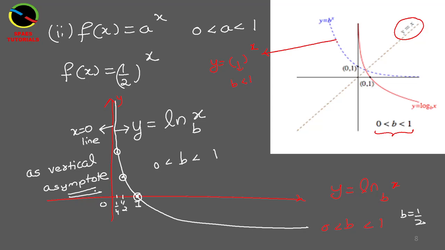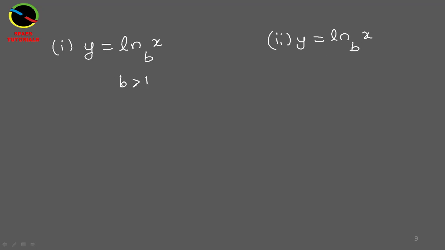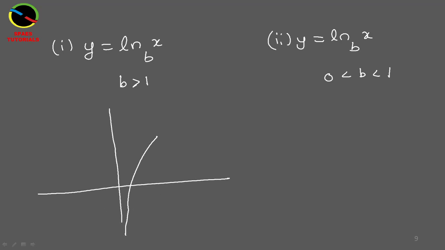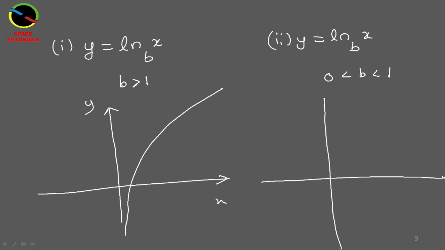So finally, just to combine the whole knowledge, we have learned the y equal to log x base b graph in two cases, that is when the base is greater than 1, and when the base is between 0 and 1. So you may ask me, sir, what about the base less than 0? The logarithmic function itself is not defined. Now when the base is greater than 1, what is the graph shape? The graph shape is something like this: y-axis, x-axis. What about when the base is between 0 and 1?